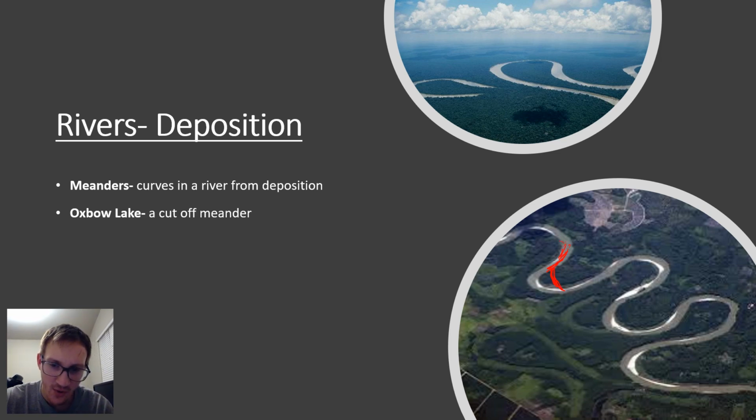it'll erode so much away that it's going to take the shortest path, and so it'll start to flow like this. And what'll happen is this little lake will form out here. Okay, that is completely cut off from the river now because it flows around it instead of through this part. And so that's what we mean by an oxbow lake. You can kind of see it in the top picture.